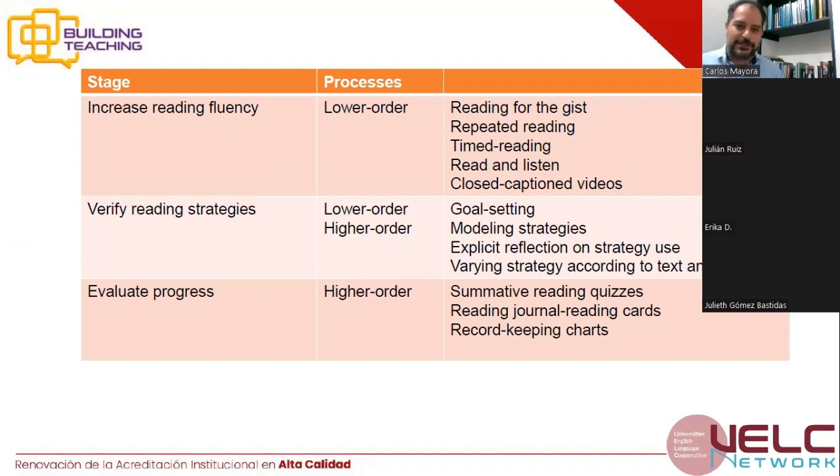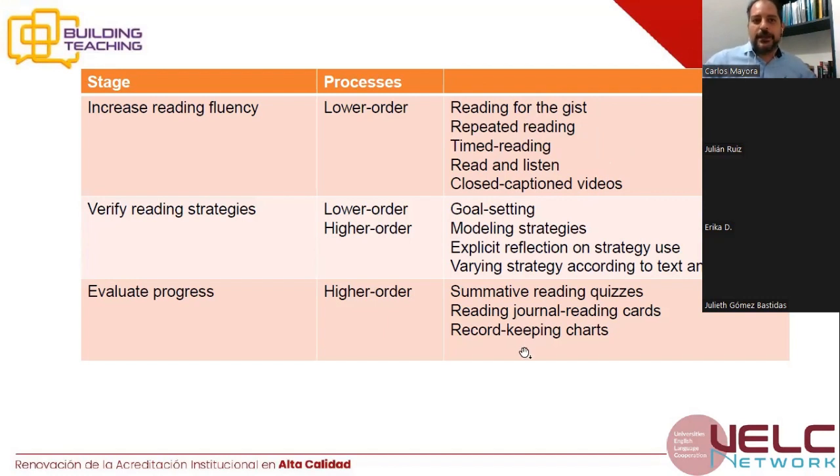And finally, evaluate progress. And this would usually promote higher order processing of the text. So you can use summative reading quizzes. You can keep a reading journal or reading cards or record keeping charts. Record keeping charts, you have the list of the students, and you as a teacher and they as students keep a record of what text they read, how many words they read. If you're using time reading, what are the time limits or the time records that they have in each reading session, okay?